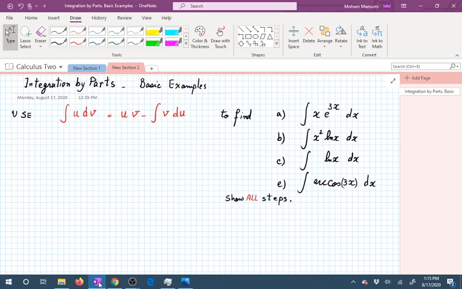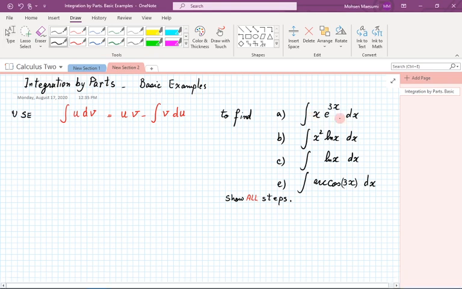Okay, so last time we explained what it means to write integral of u dv is equal to uv minus integral of v du. We want to use that concept to solve these four problems. So I have four problems listed here and we are going to solve them, and we emphasize that all steps are to be shown.